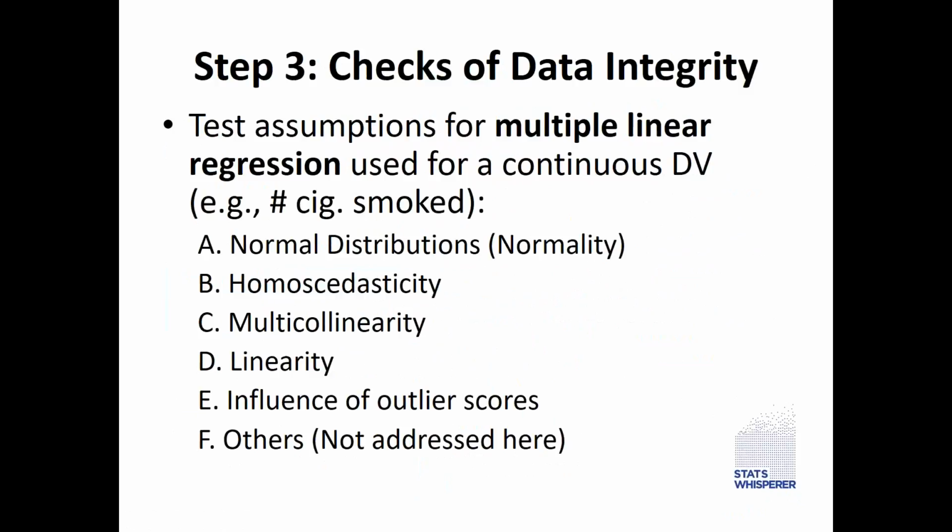Now here we go. So the test assumptions for a multiple linear regression, used for a continuous dependent variable. For example, if we were looking at number of cigarettes smoked daily, 1, 2, 3, 4, 5, it's continuous. As it rises, it shows more cigarettes. And so the test assumptions for a multiple linear regression include normality, homoscedasticity, multicollinearity, linearity, the influence of outliers. It's a long list.